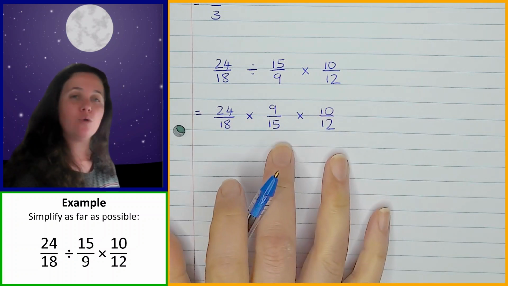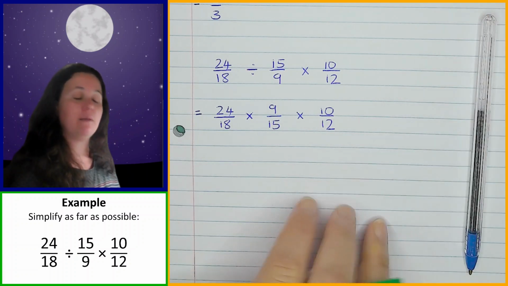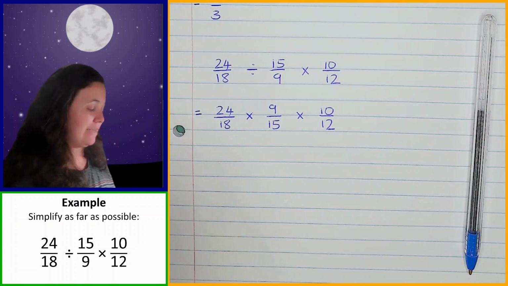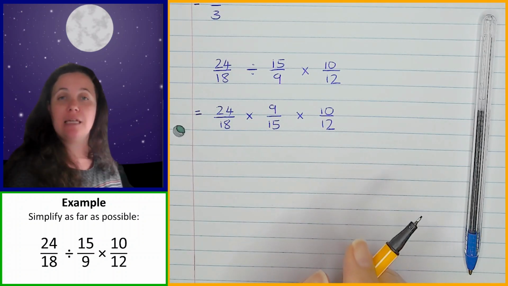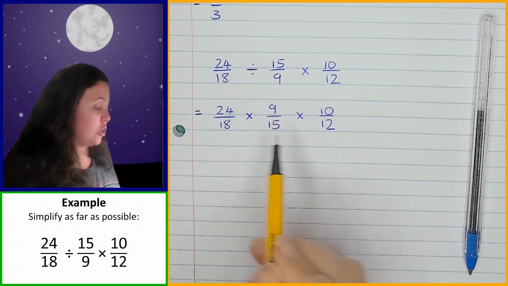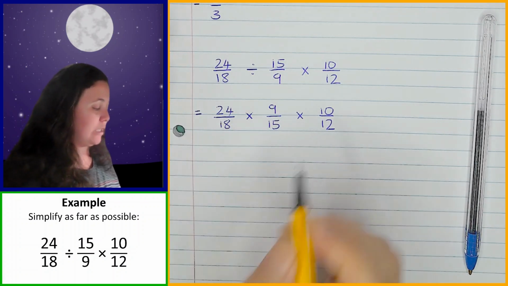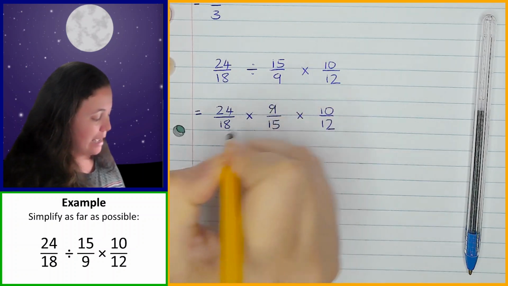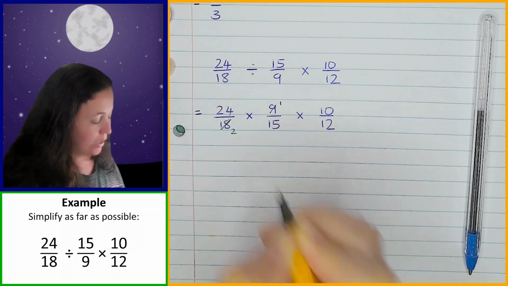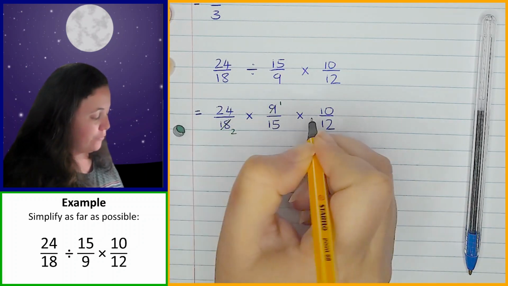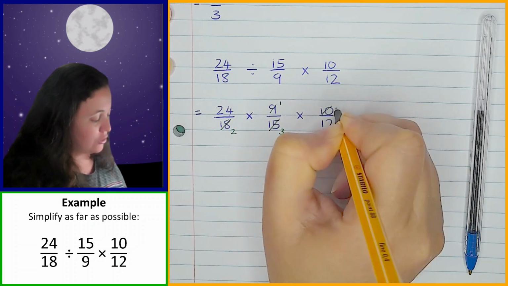Okay, so once we have sorted out our division, now we can go on to the multiplication, which involves our cancelling out. Let's see what we can cancel. Remember, we can cancel anything at the top with anything at the bottom of any of the fractions, so long as they are all being multiplied together. So over here, I've got a 9 and I've got 18. 9 goes into 9 once, 9 goes into 18 twice. Over here, I've got 15 and 10. 5 goes into 15 3 times, 5 goes into 10 twice.